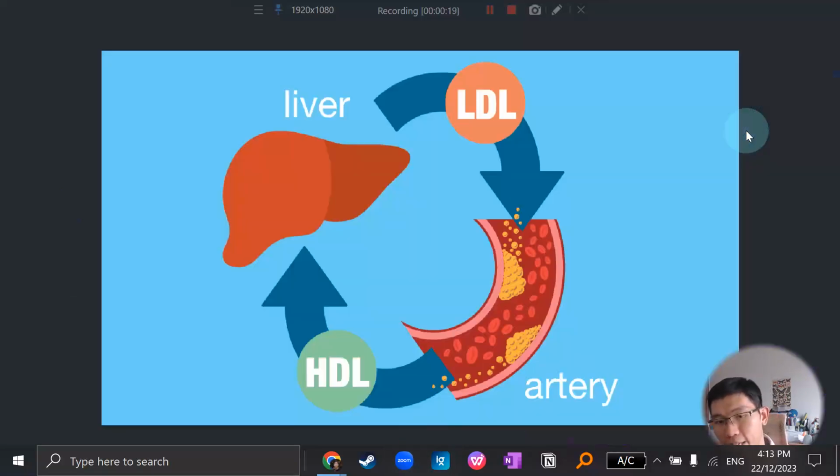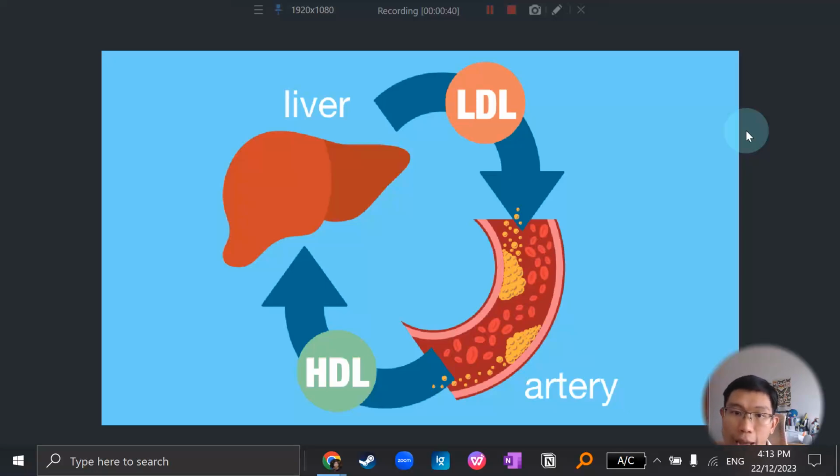So what is LDL and HDL? To set the foundations of this talk, LDL is low density lipoproteins, and what happens is that LDL will bring cholesterol from the liver and deposit it over the arteries. Over the long term, this can cause atherosclerosis, which is linked to cardiovascular diseases.